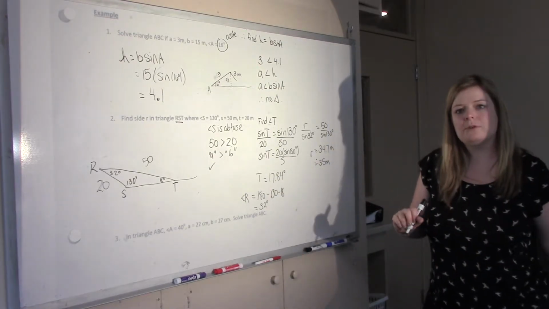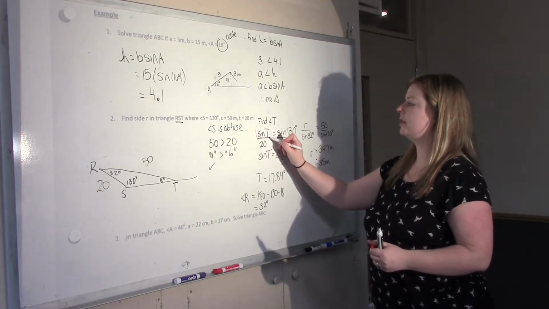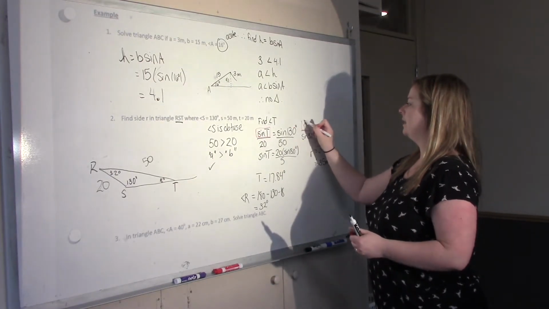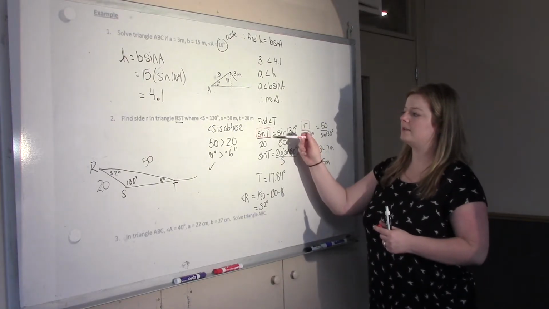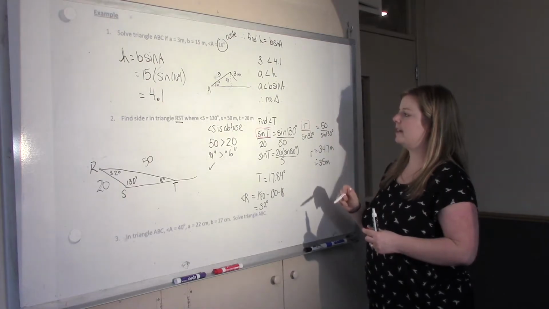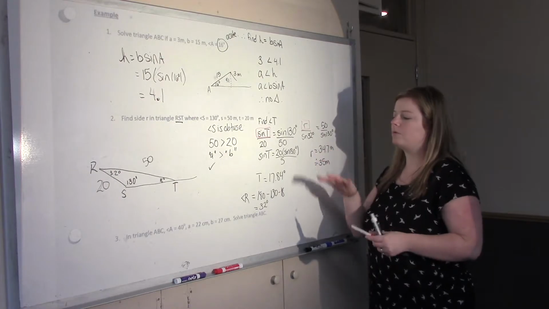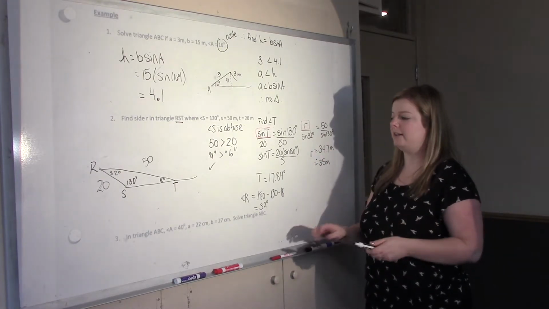Notice that when I'm doing the sine law, I always set it up so that the unknown part is in the top left. In this case I used sine over side length, whereas in this case I used side length over sine, because that was what was unknown. It's easiest to set it up that way so you don't mess up algebraically.